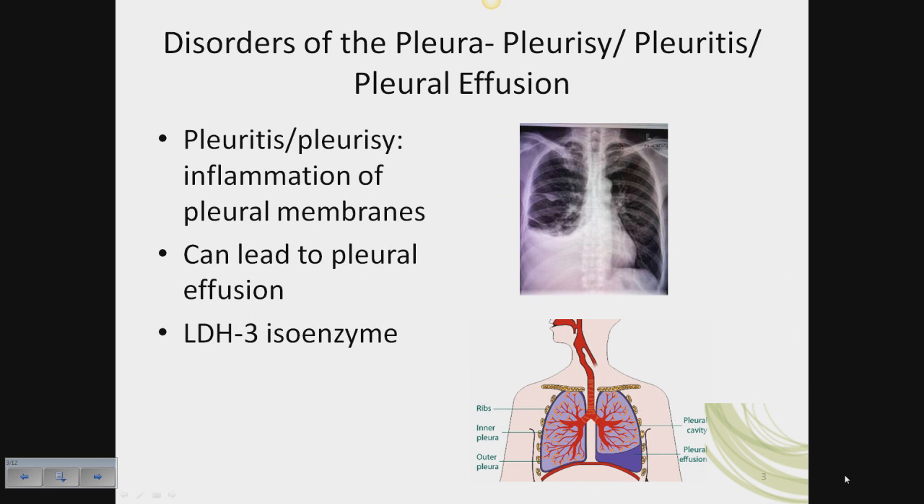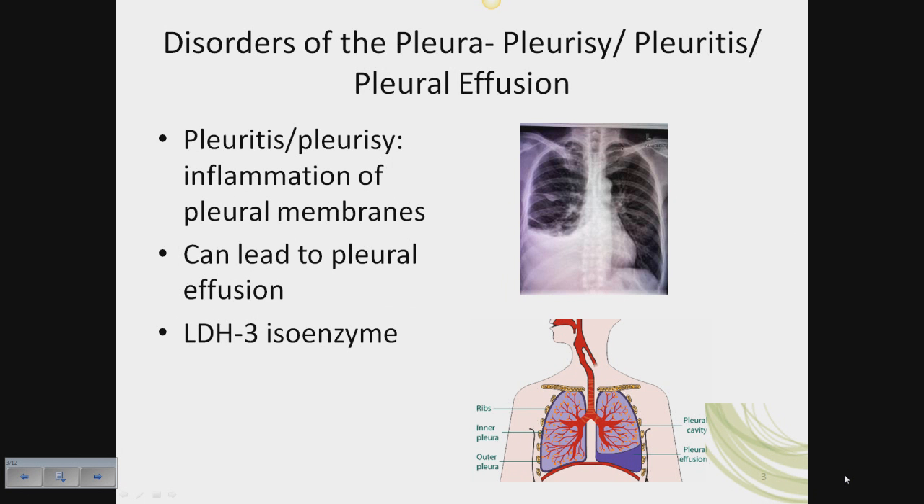LDH1 is from heart muscle and red blood cells. LDH2 is from white blood cells. LDH4 is highest in the kidney and placenta and the pancreas, and LDH5 is highest in the liver and skeletal muscle. LDH3, that's the one in the lungs. So this is the guy you're looking at right there.